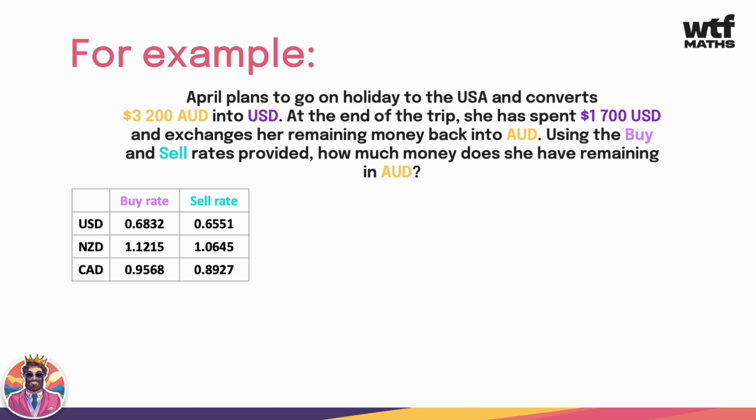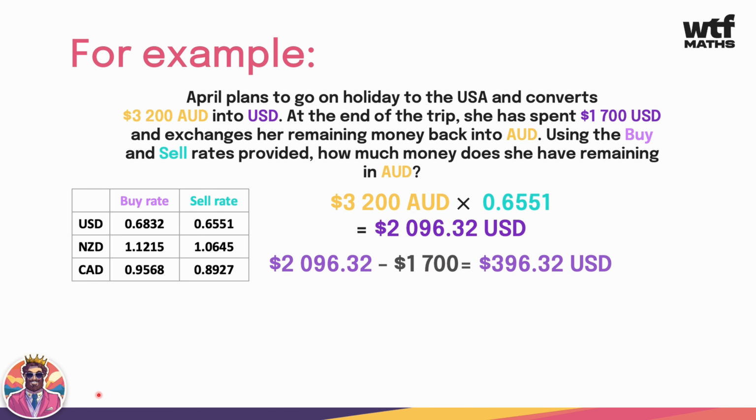So the first thing we want to do is look at the sell rate of the United States dollars, because this is the rate that they're selling us the USD. So 3,200 times 0.6551 will give us $2,096.32 USD. We know she spent 1,700 USD while overseas, so she's left with $396.32 USD.